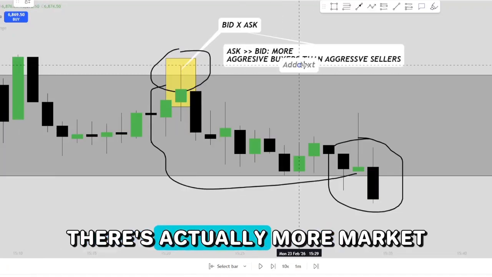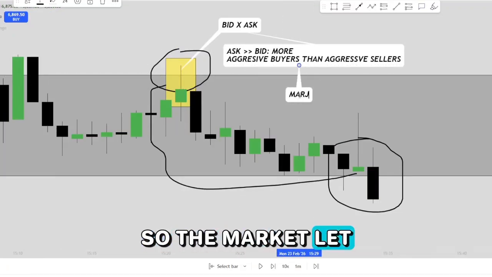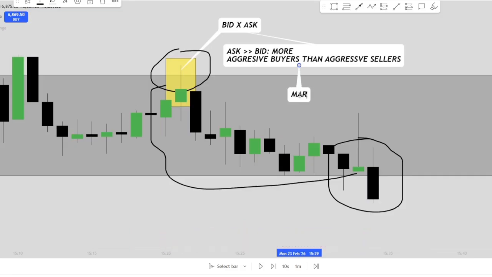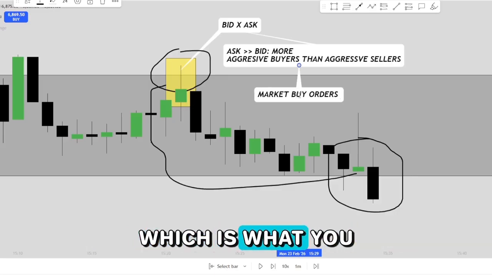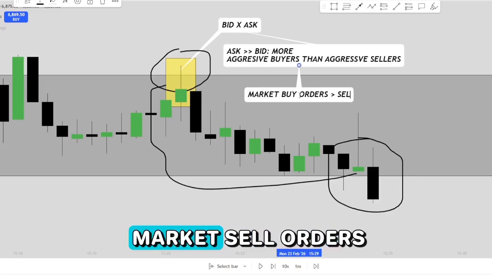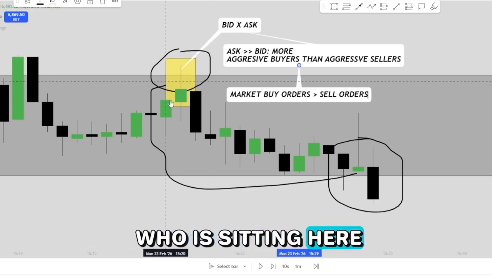Sellers. Here, there's actually more market buy orders. So the market buy orders, right, which is what you see on the footprint charts, are greater than the market sell orders. So in other words, who is sitting here at this key level?